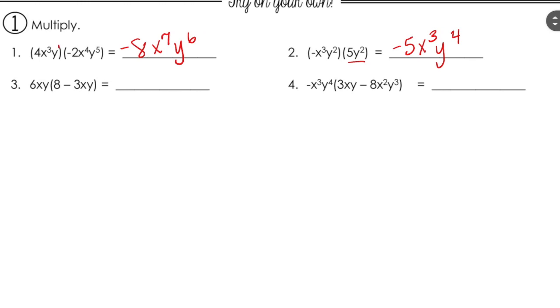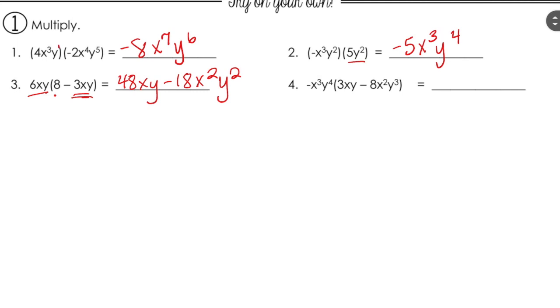Question number 3, we're going to be distributing that 6xy to everything on the inside. So let's start with the numbers. 6 times 8 is 48. And the 8 doesn't have any variables, so I'm just going to attach what was originally there, which is the xy. Now to the second term, which is negative 3xy. 6 times negative 3 is negative 18. X times x is x squared. And y times y is y squared.